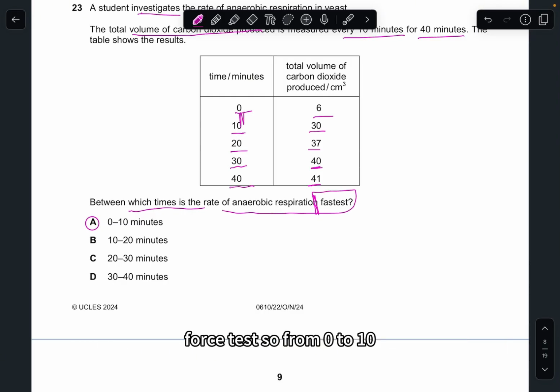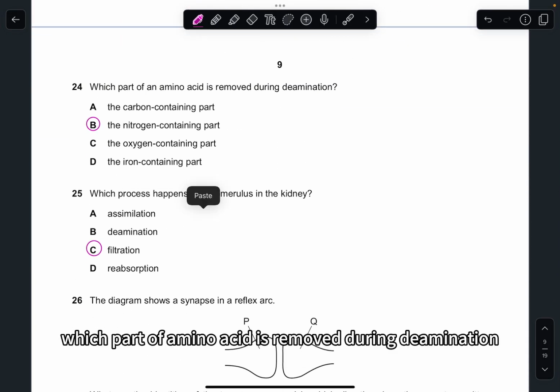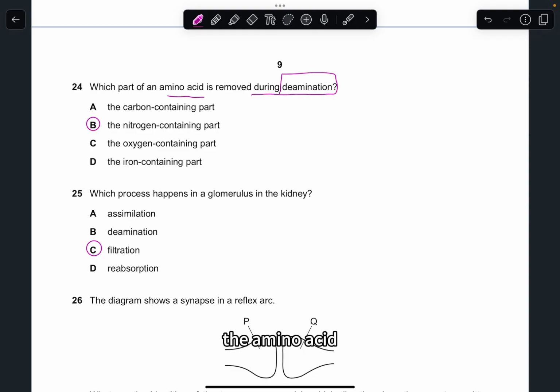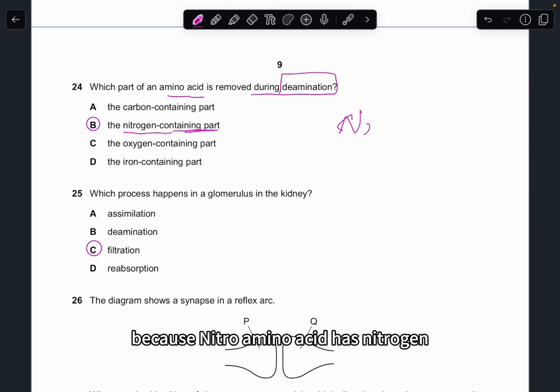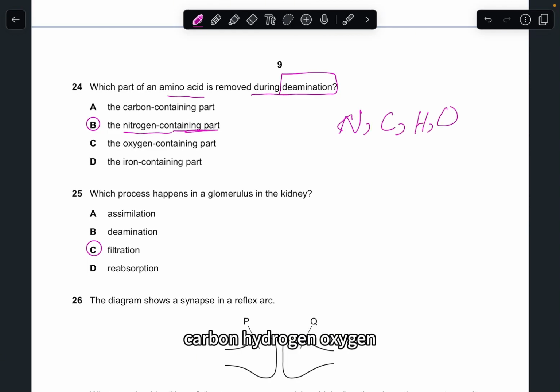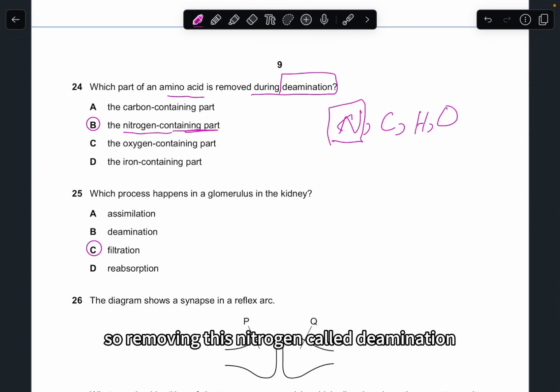So from 0 to 10, you see from 6 to 30, almost 24 centimeter cube. So A is right. Question 24, which part of amino acid is removed during deamination? Deamination is removing from the amino acid the nitrogen containing part, because amino acid has nitrogen, carbon, hydrogen, oxygen. So removing this nitrogen is called deamination.